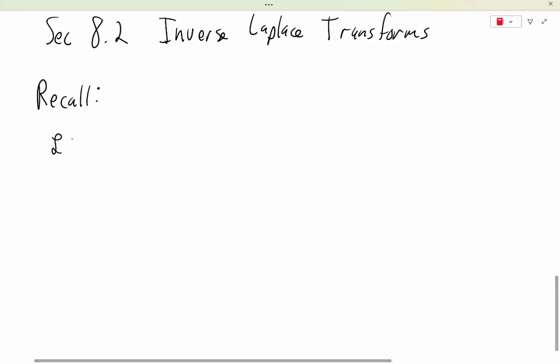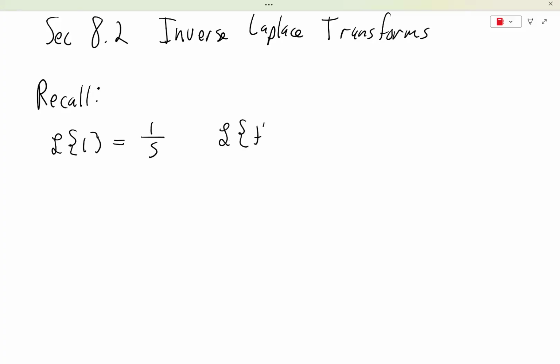The Laplace of 1 is equal to 1 over s. So this is going to be like a little table here. The Laplace of t to the n is n factorial over s to the n plus 1. These are some we did last time, went through some of these. The Laplace of e to the at is equal to 1 over s minus a.